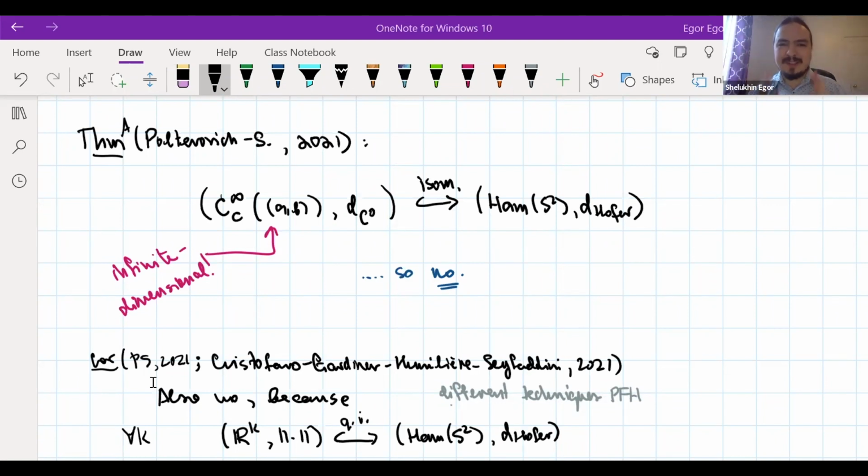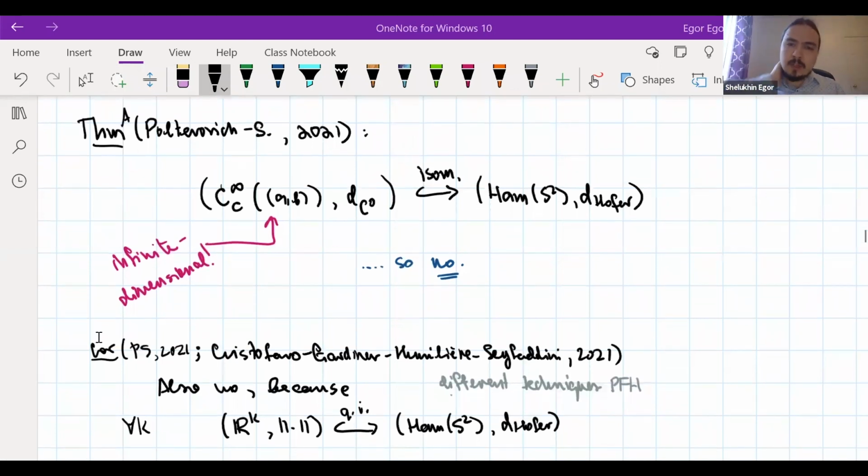One can take a look, for example, at the asymptotic cone of the Hamiltonian group, or anyway, you just have many other directions. And independently and simultaneously, and using different techniques, Cristofaro-Gardiner, Humilière, and Seyfaddini also proved that the answer is no, because they proved that R^k for all k embeds quasi-isometrically into the Hamiltonian group with the Hofer metric.